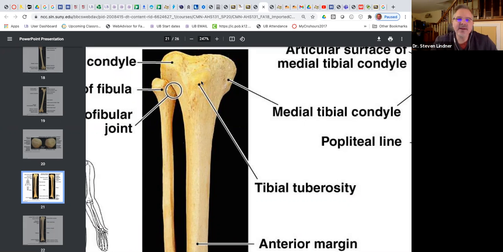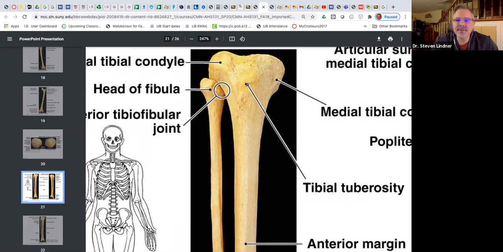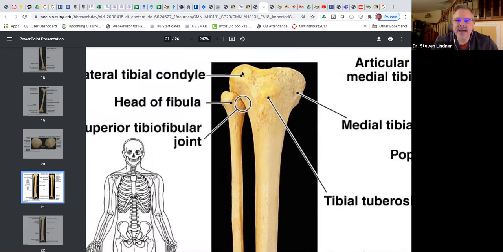to kick a soccer ball, to extend your leg. But in that same horizontal plane of the tibial tubercle, if we draw a straight line across, it takes us to the head of the fibula. There's the head of the fibula. Here's the lateral tibial condyle and the medial tibial condyle.